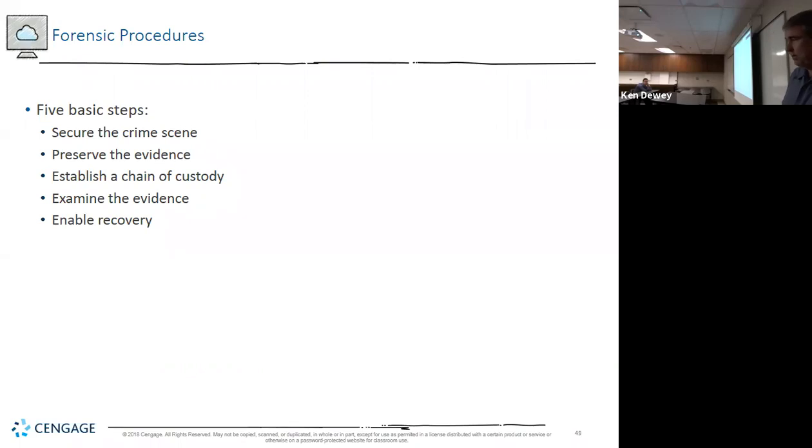Just pull the plug. Because when you shut a machine down, what does it do to the page file? It clears it. So unplugging it could potentially leave something in the page file. Okay. Then you talk about chain of custody.